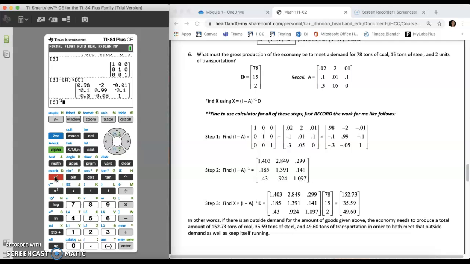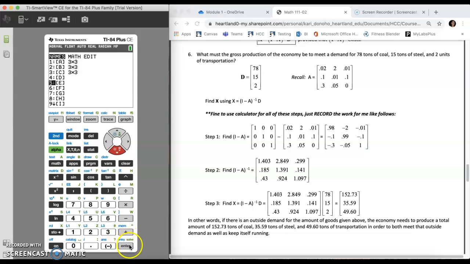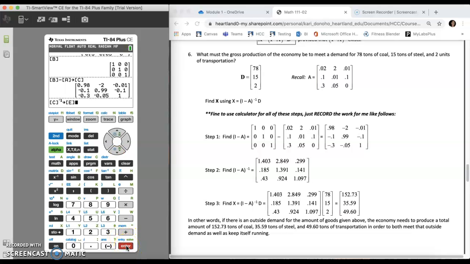And again, if I just hit enter, it's going to calculate the inverse for me, but I want to keep running totals of everything. So I am going to store this back in a matrix. I'm going to skip matrix D because I actually have a matrix D that I need to use here. I'm going to store that in matrix E for myself.